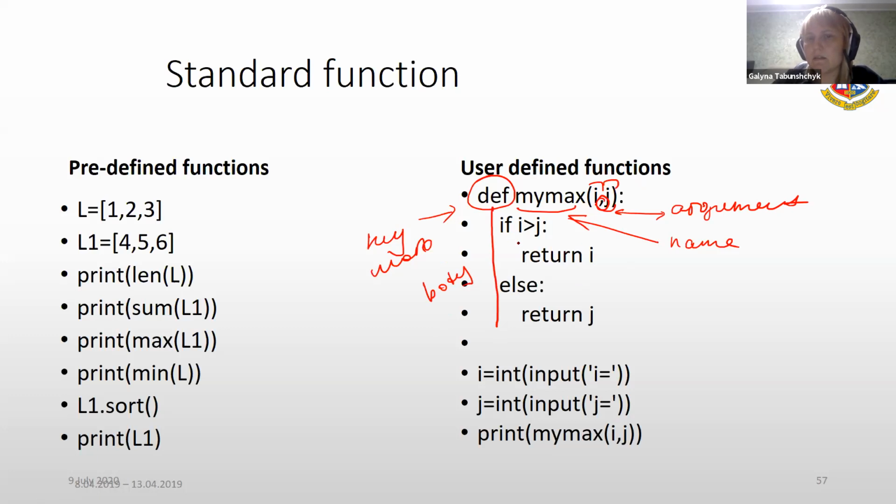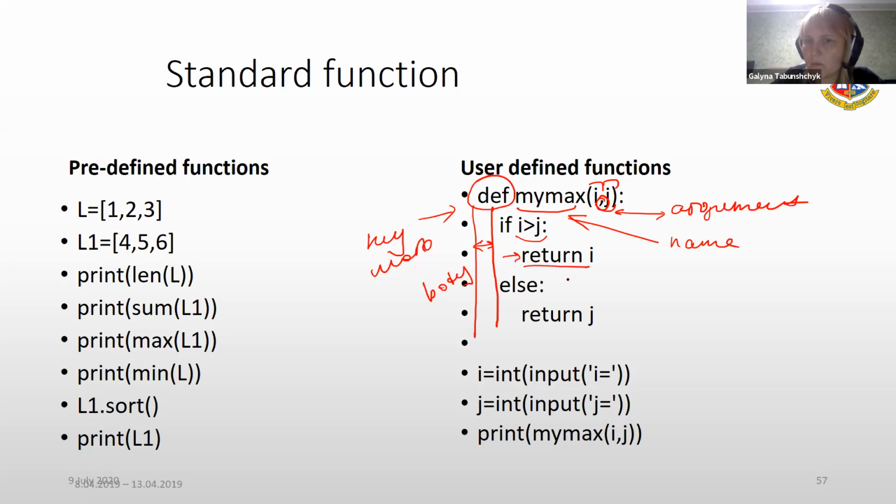And for this, I'm using indentation. Within the body of my function, I compare my two variables. Yes, they are values. And if the value of I is more than G, I return G.